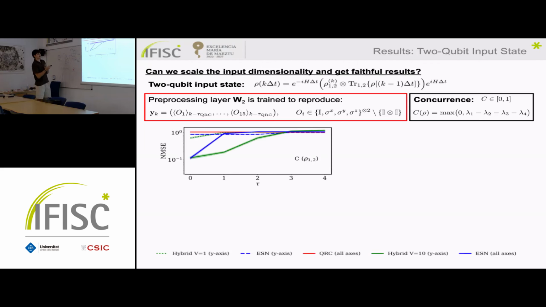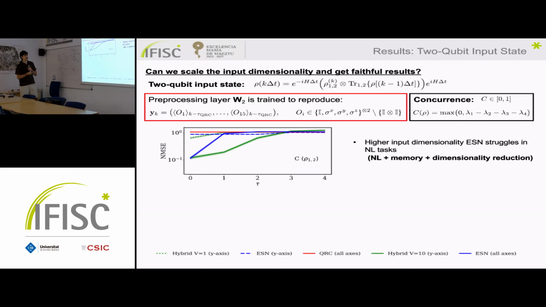This plot may seem crowded, but if we just focus on the classical part, where all information is injected, we can see how, due to the higher input dimensionality, the echo-state network struggles with nonlinearity, the memory, and this dimensionality reduction, because now the echo-state network is reducing the dimensionality from 15 to 1, that is the output quantity. But as you can see, this hybrid, with time multiplexing, can at least sustain this performance for 1 or 2 delays.